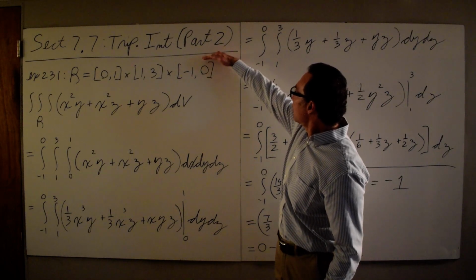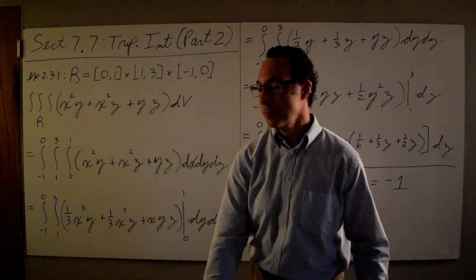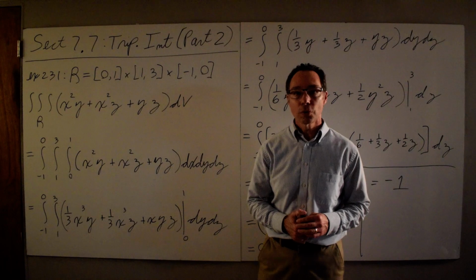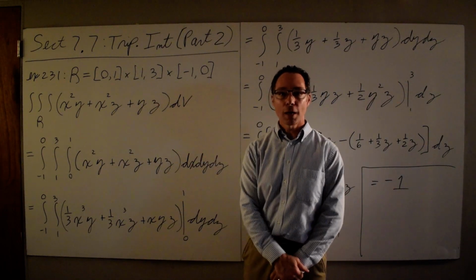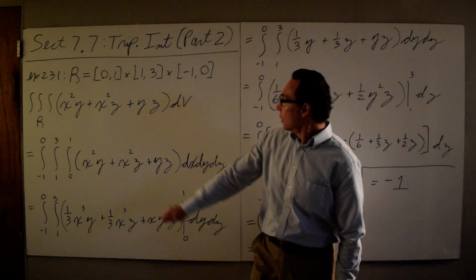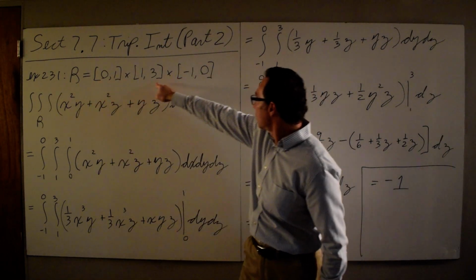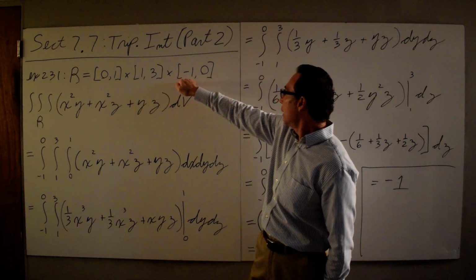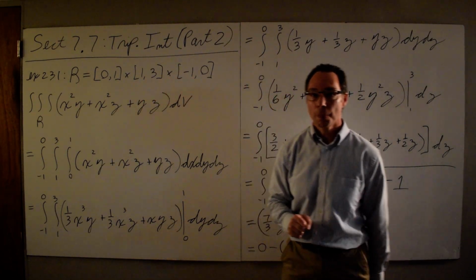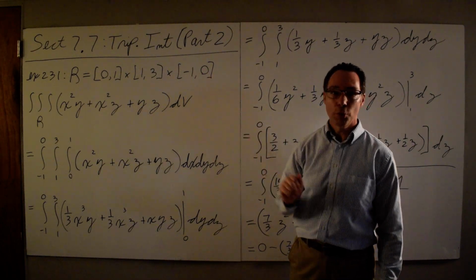This is a second video on triple integrals. And so for this, we're going to look at example 231, where we're going to use Fubini's theorem to calculate a triple integral. Our region R is simply this box, [0, 1] cross [1, 3] cross [-1, 0]. So this is our rectangular prism in 3-space.